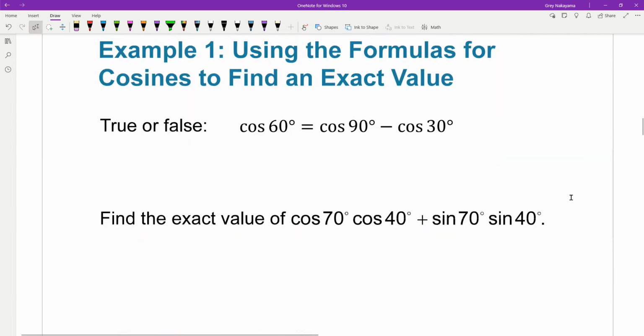All right, so we've got lots of examples to go through. First off, true or false? Cosine of 60 is equal to the cosine of 90 minus the cosine of 30. I think most people are going to want to say that's true. However, what is the cosine of 60?